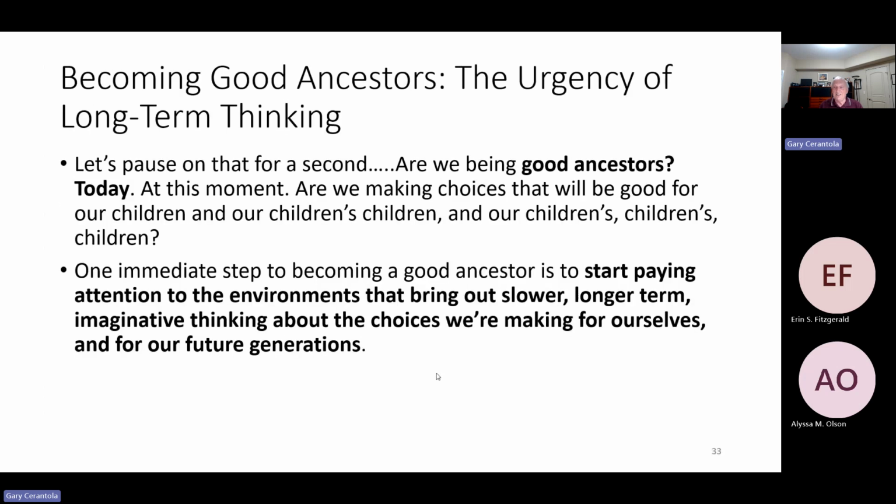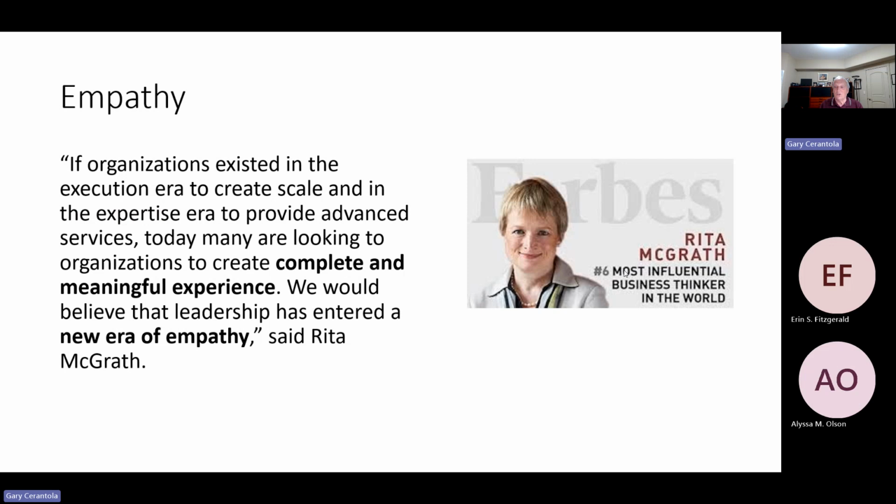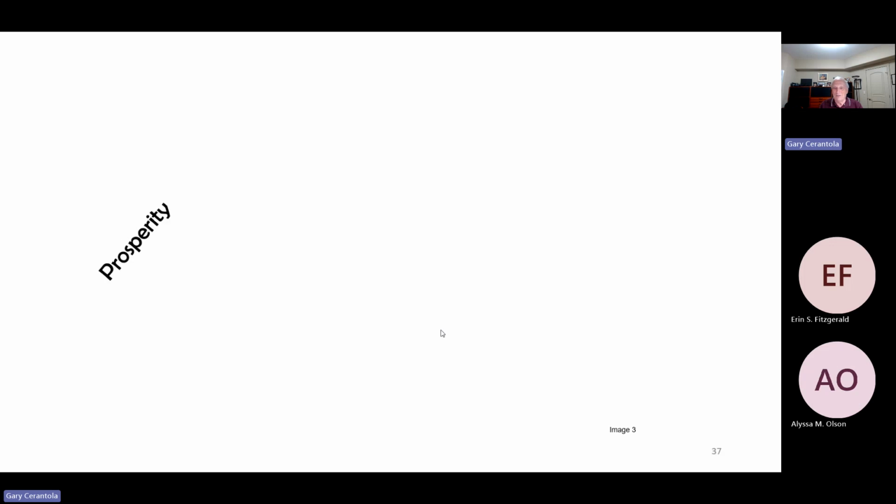So there are all kinds of challenges there, but it's all about you as a future leader becoming a good ancestor. Start paying attention to the environment, which brings out slower, longer term imaginative thinking about the choices we're making for ourselves and our future generations. Okay, so that's where that piece goes. And again, it gets back to Rita McGrath, about the empathy side of the management principles that really need to come of age to help us manage through all the challenges that we're going to see in our future. So how do we make a personal, empathetic connection with future generations? That's the key. If you want to know anything more about empathy, she's the professor to read up about, and we'll give you more information about that.